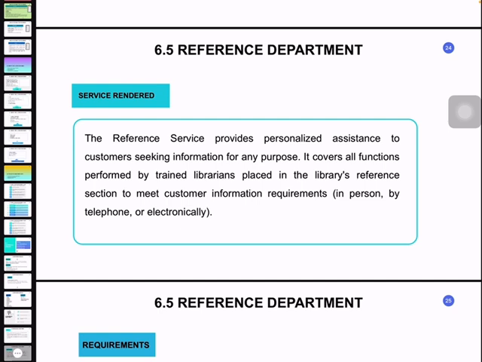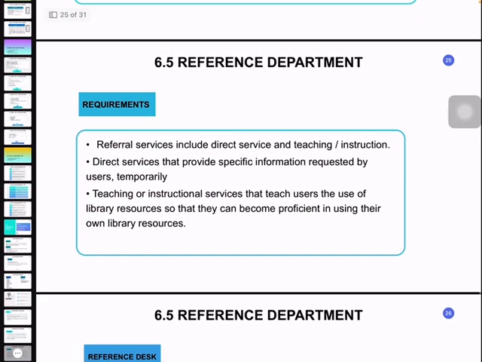So ada 3 cara lah untuk reference service consultation ni. Either face to face, telephone or electronically, using the web, macam saya kata tadi, chat with a librarian for example, ataupun you boleh contact through email. And for your information, all of the librarians placed in the reference service go through training on how to deal with the customers, with the users.